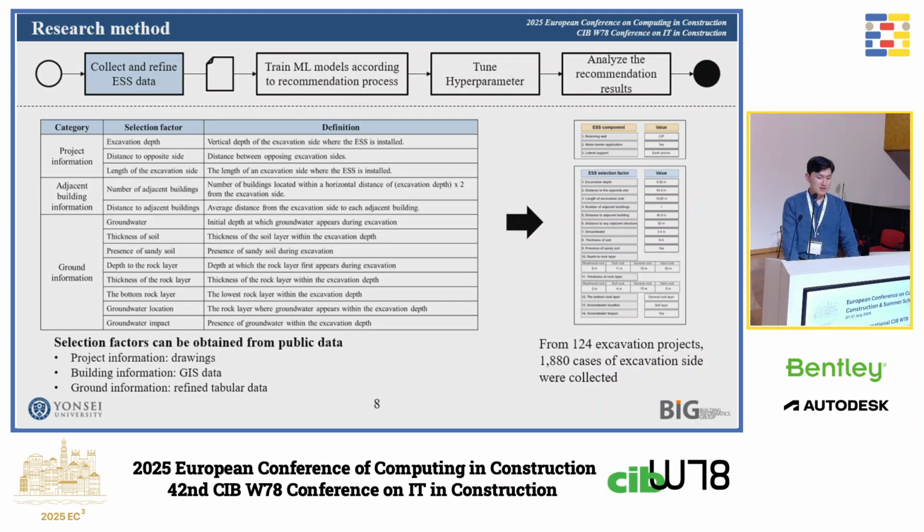Pictures in these slides show an example of ESS data. We collected 13 selection factors for ESS recommendation, which can be gained from public data. Building information is provided as a shapefile from a GIS dataset, and the ground information is provided in tabular format. In total, over 1,800 cases were collected from 124 excavation projects.